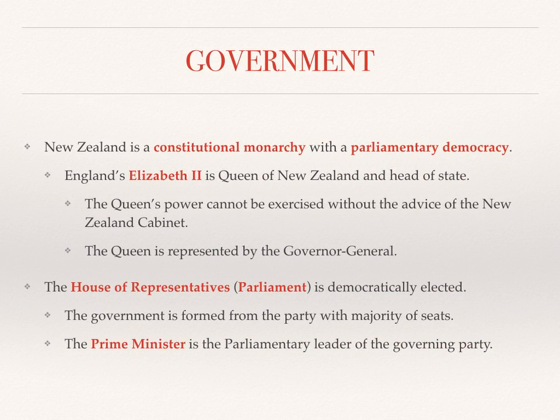Government. New Zealand is a constitutional monarchy with a parliamentary democracy. Again, like Australia, the Queen is head of state, but she cannot exercise her power without the advice of the New Zealand cabinet. The House of Representatives, the Parliament, is democratically elected. And like, say, Canada, the government is formed from the party with the majority of seats. And the Prime Minister is the parliamentary leader of the governing party and the head of the government.